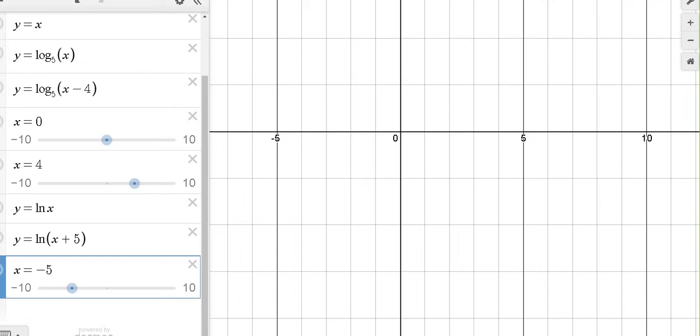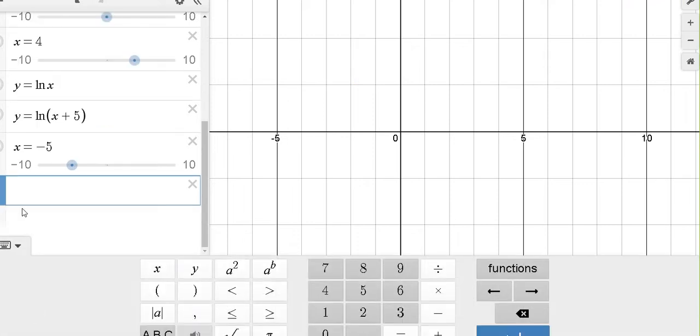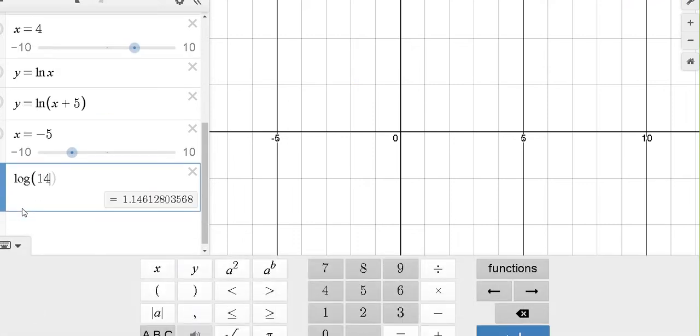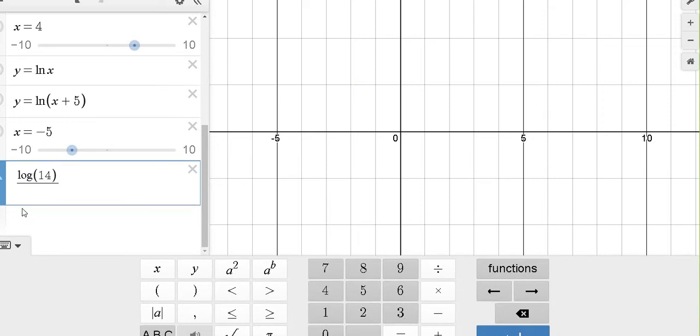Shut these off and just type it in down here. Log of 14, close parenthesis, divided by log of 3. And it makes sense. I expected something between 2 and 3, and we got it. So 2.402.